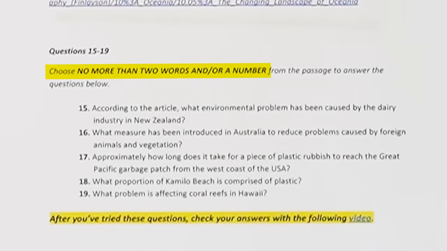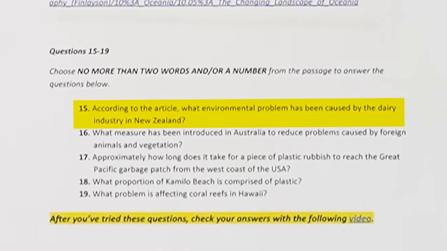If you want to know what that means, go back to the previous part of the video where we talked about that. Now, the good thing is, because we have read the whole thing, it's much, much easier for us to get our heads around this and locate the correct answer, because we've already established what it's about. We have a good idea what it's about. So according to this article, what environmental problem has been caused by the dairy industry in New Zealand?